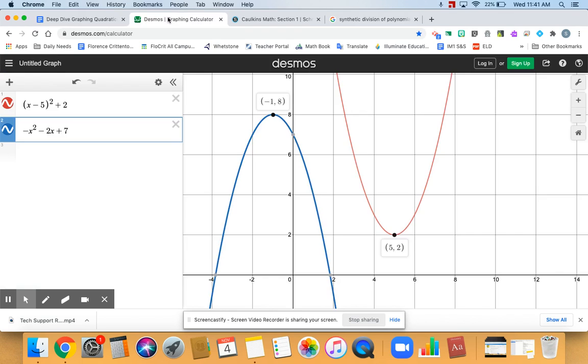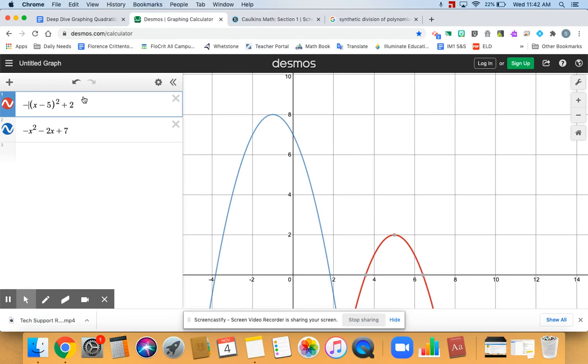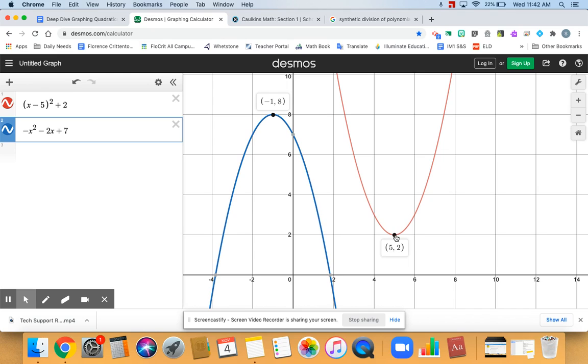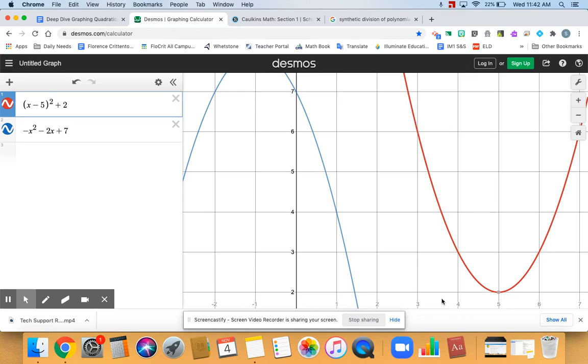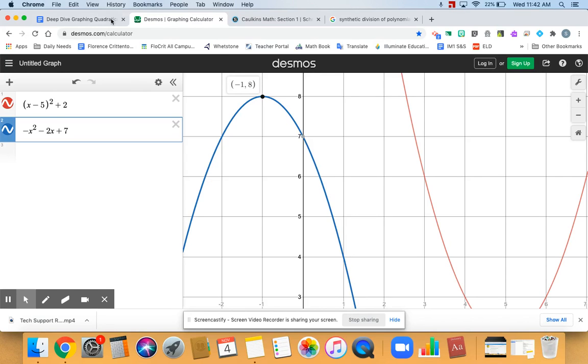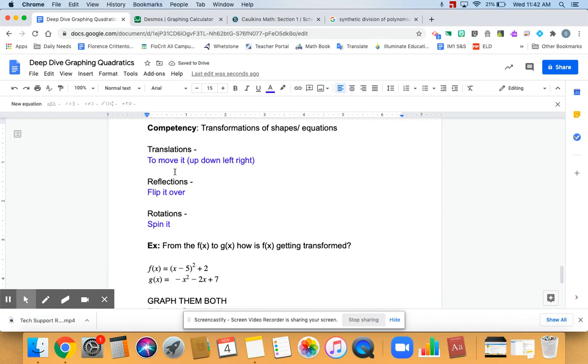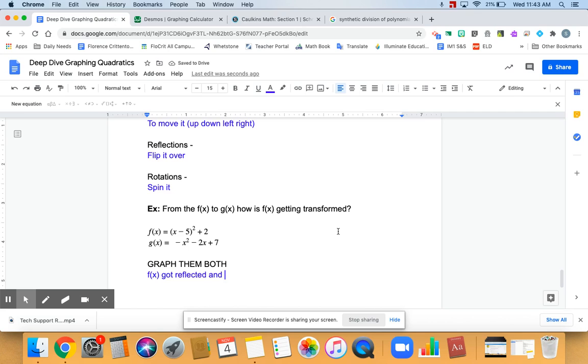and that's not the only thing that happened. If it got reflected, it would look like that and flip over. It's not the only thing that happened. How else did the vertex move from here to here? If this one's at x is 5, this one's all the way back at -1, is it going to go left or right? It's going to go left, and how many to the left? So here's 1, 2, 3, 4, 5, 6, until it gets to that -1. So it went left 6. It's moving left 6, but the big word for moving is translation. So, translated left 6.